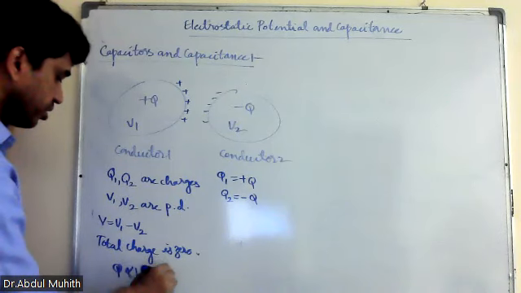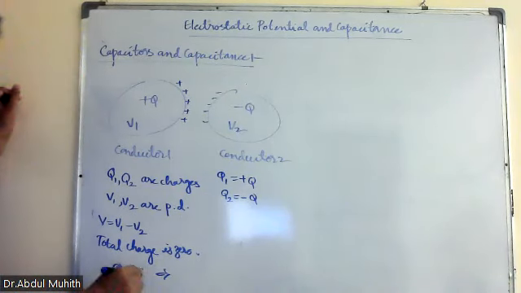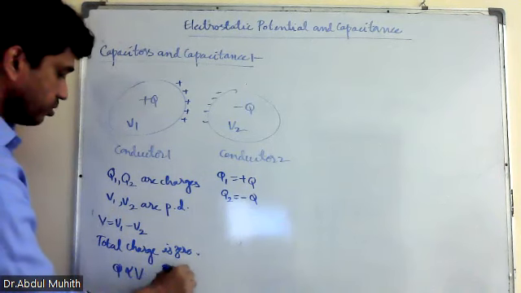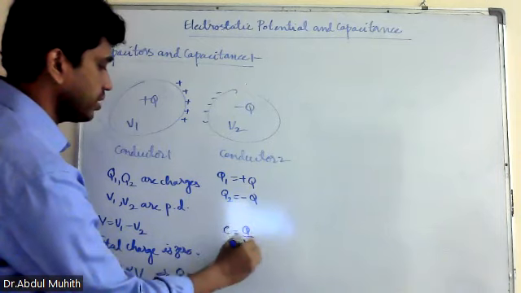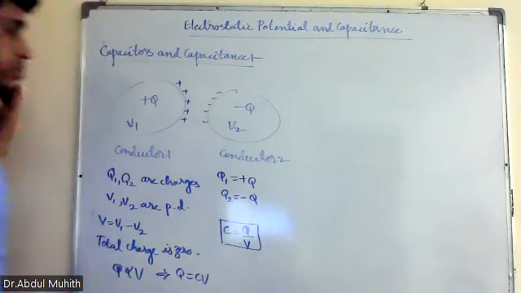To remove the proportionality constant, I am writing Q is equal to CV. This is the formula. Or we can write C is equal to what? Q by V. Clear? C is equal to Q by V.